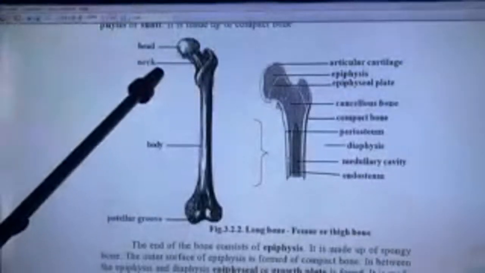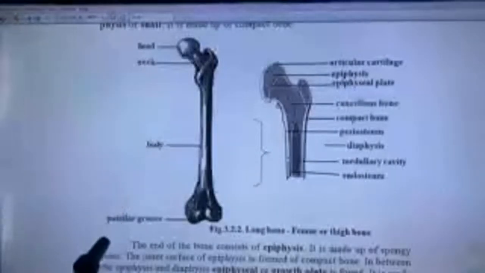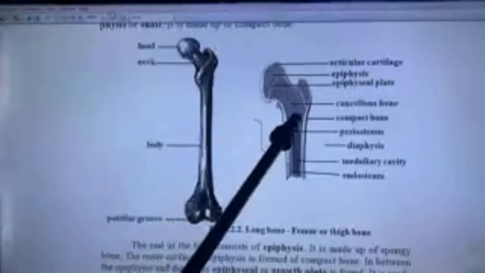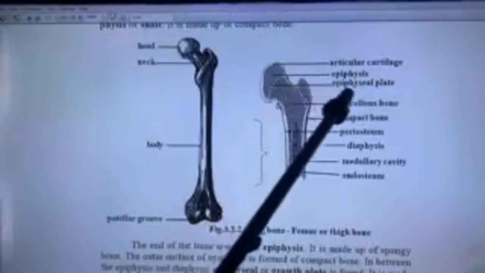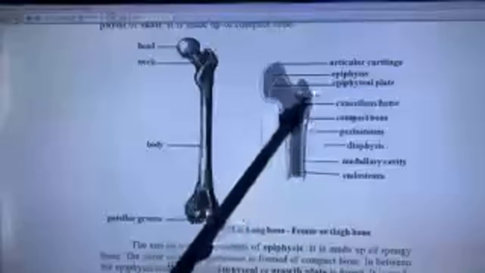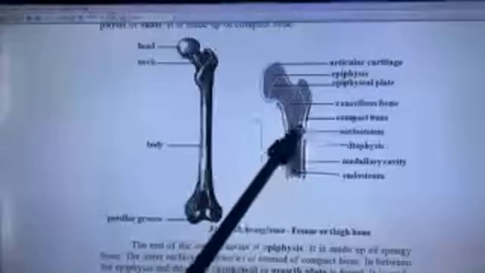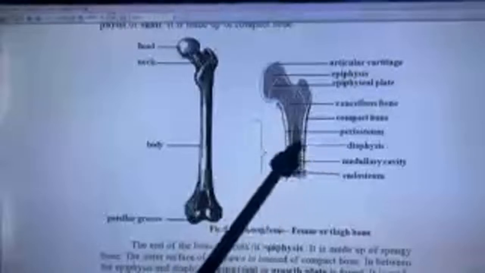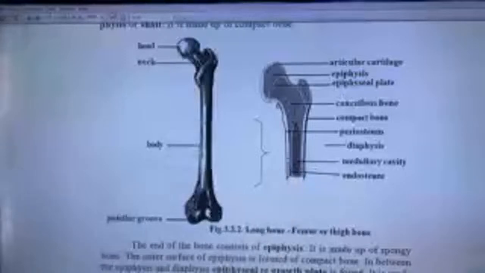Head, neck, body, articular cartilage, epiphysis, epiphyseal plate, cancellous bone, compact bone, periosteum, diaphysis, medullary cavity, endosteum.